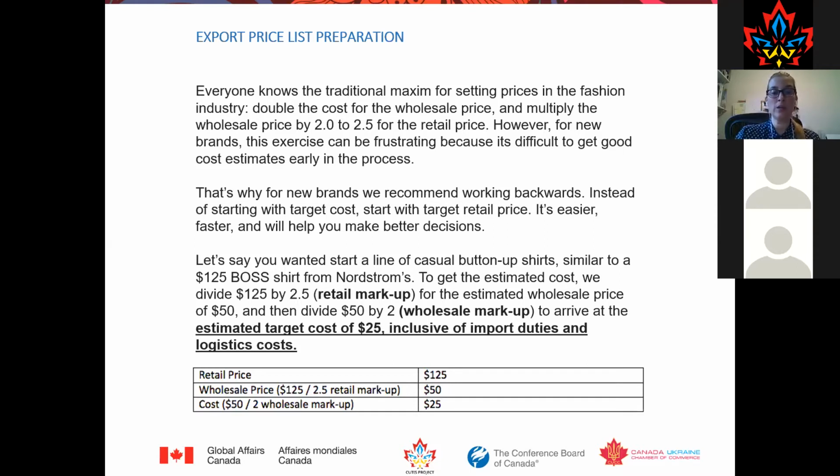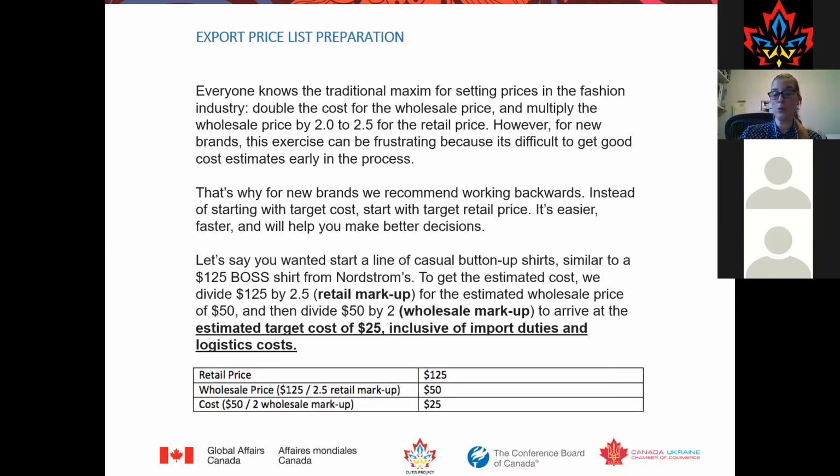Let's look at this one here. You see, we have the Nordstrom price. It's a Hugo Boss shirt. Retail price $125. So you mark down by 2.5 or 2, it's 50. And then you mark those 50 down another 2 or 2.5, it's 25. This is for the high-end products.